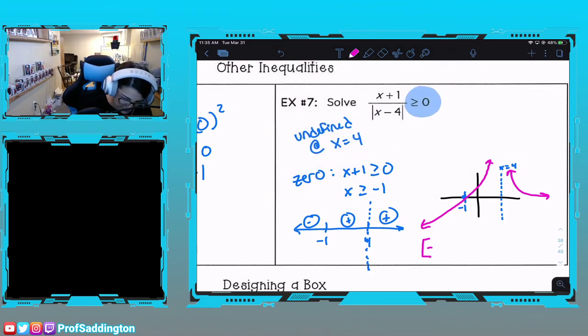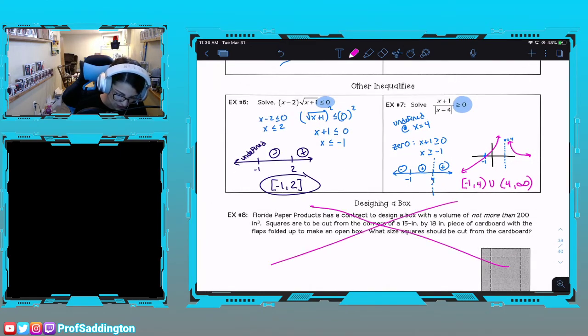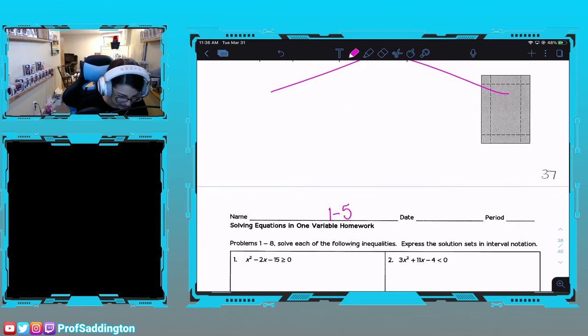So we have between negative 1 and 4. I'm not going to include 4, though, because that's my asymptote. So that is going to get a parenthesis. And 4 to infinity. So, again, your homework is on the next page. We're not going to do this box question. It's 1 through 5 and 7.